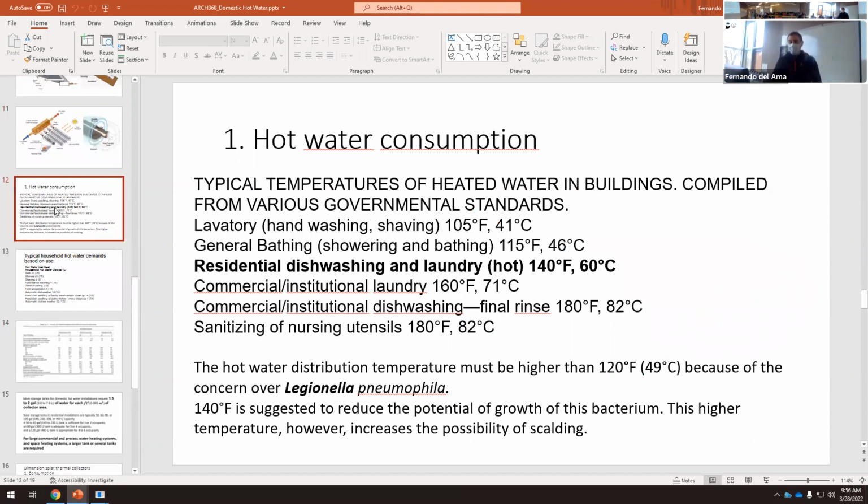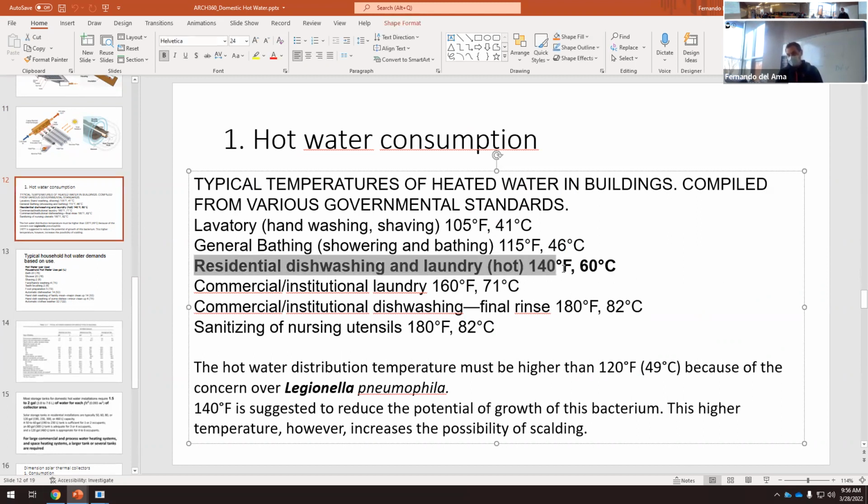What is the hot water consumption? This is something that we have to do before doing anything else. We have to calculate the water consumption of our building. First, what is the temperature? Here we have the temperature for lavatory, hand washing, shaving. It's up to 105 Fahrenheit.